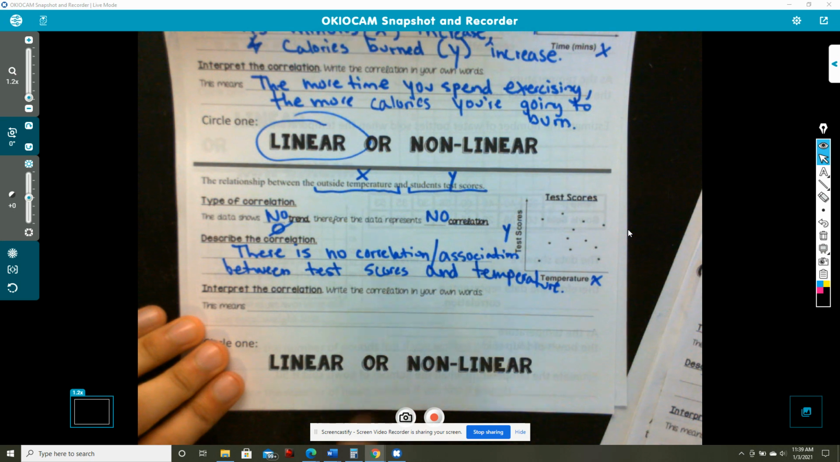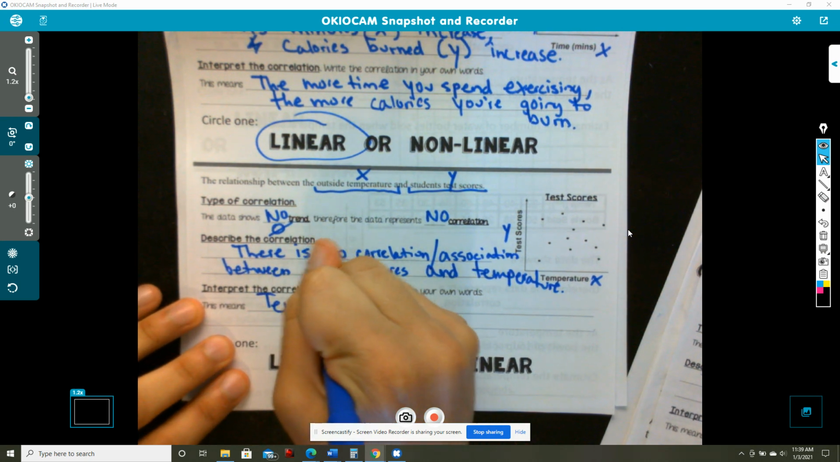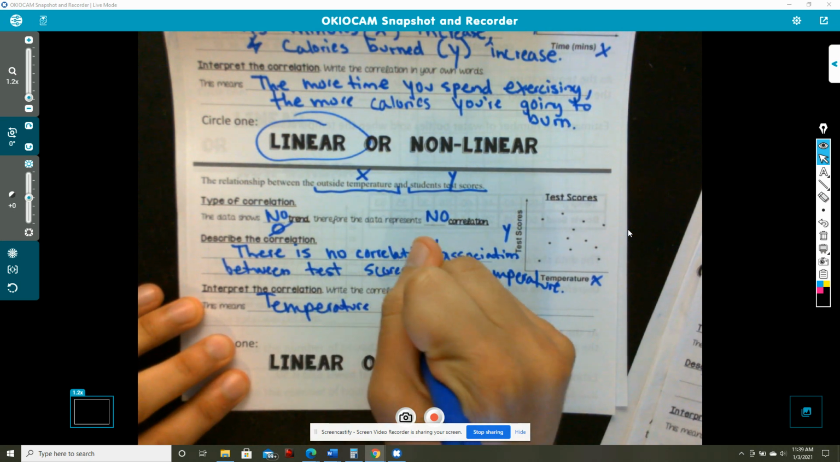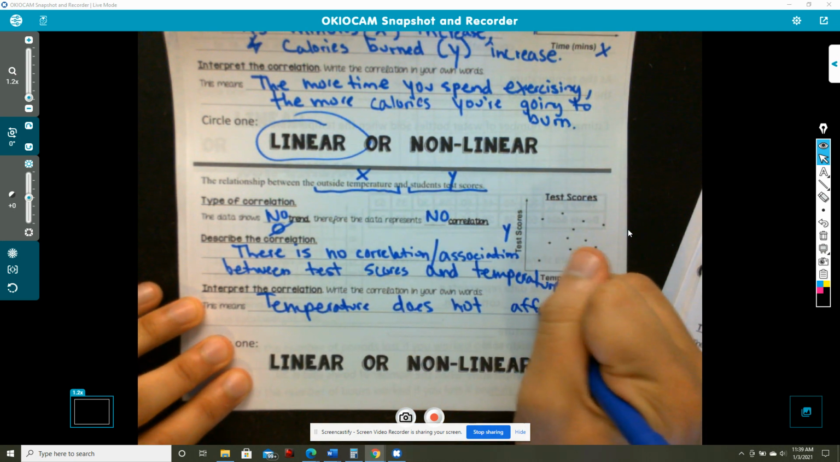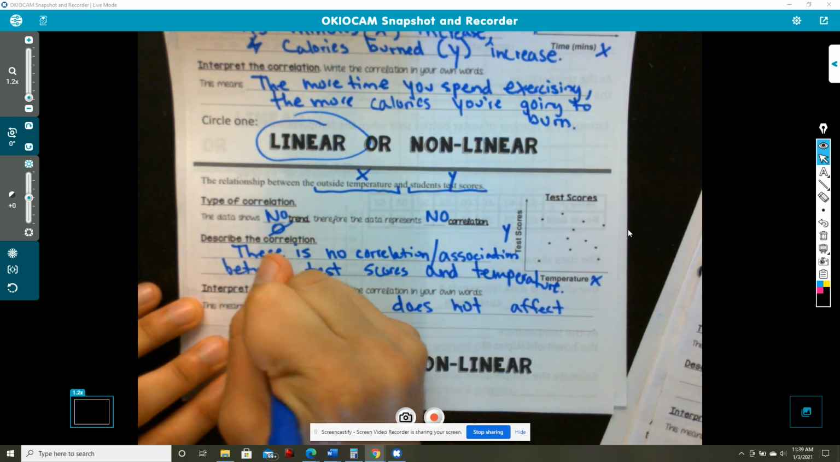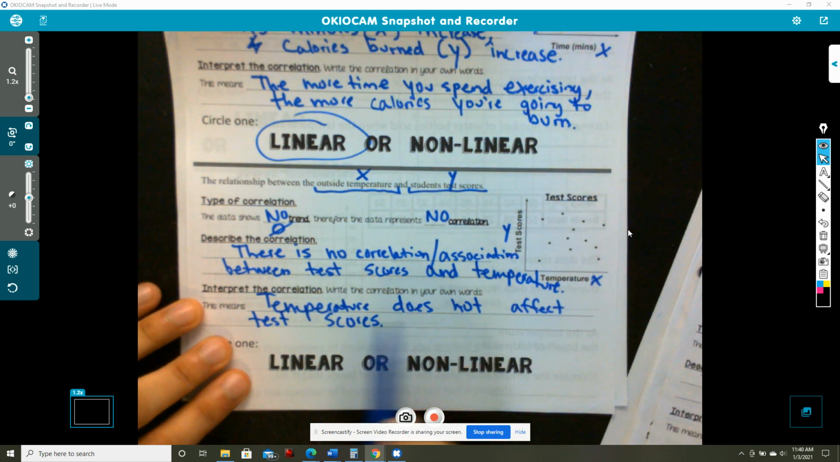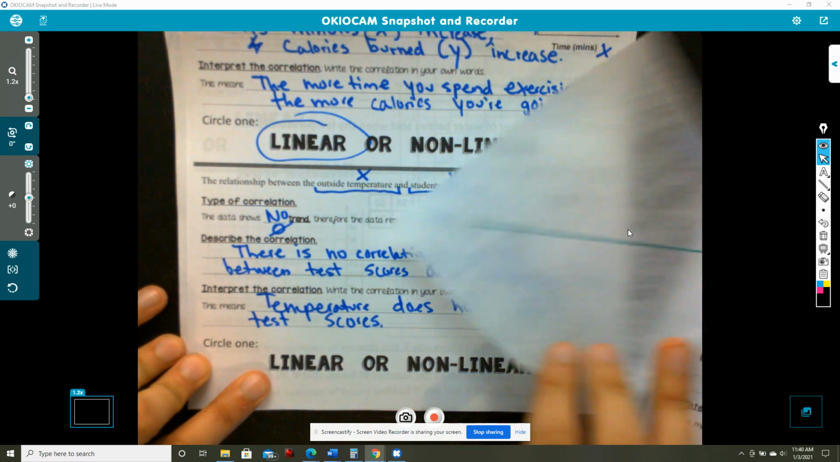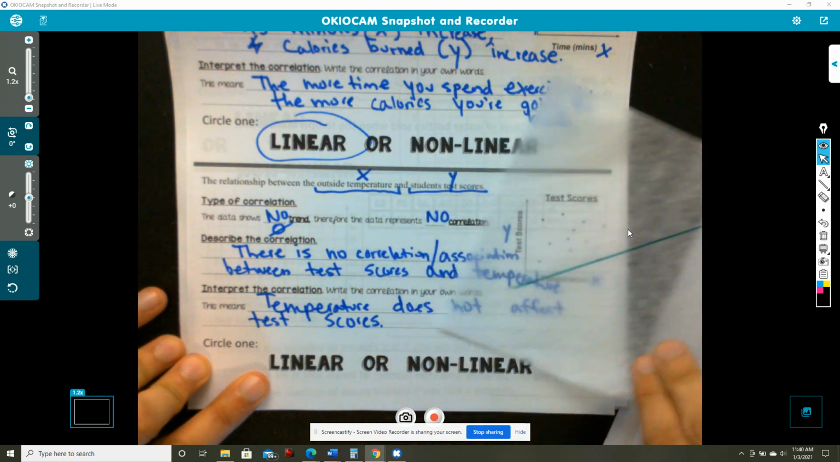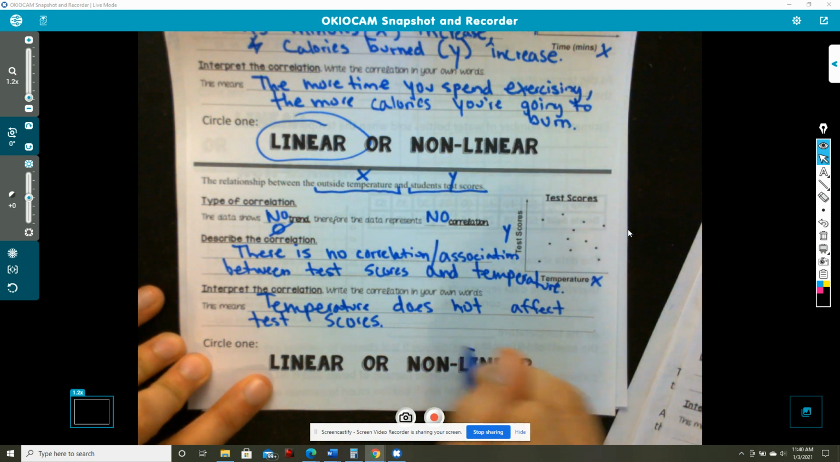So interpret what that means. Since there's no trend, no correlation, it means temperature does not affect test scores. According to this data, there's no correlation, so temperature doesn't affect test scores. Circle one, linear or nonlinear. Well, is this making a straight line or near straight line going up or down? No, we already established that the data points are scattered, so it's nonlinear.